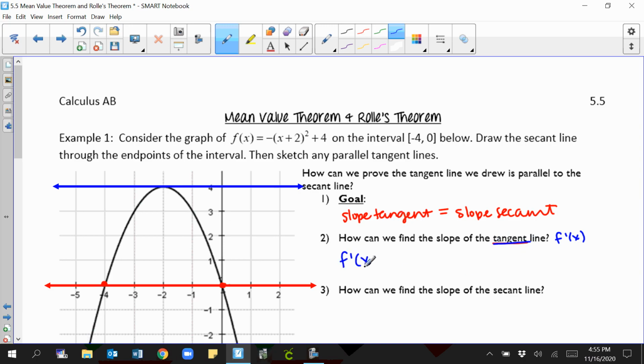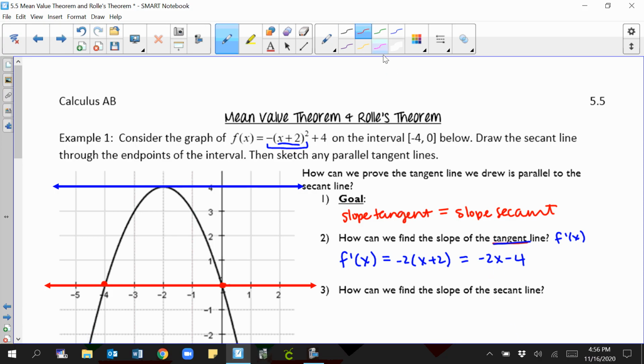So f prime of x is going to equal, well, I'm going to bring that 2 down, so I'm going to have -2 times x plus 2 to the first power. Then the derivative of the inside, because technically this is a chain rule. The derivative of x plus 2 is just 1. And the derivative of that plus 4, well, that's just 0. So I could rewrite this as -2x minus 4. So there is my derivative.